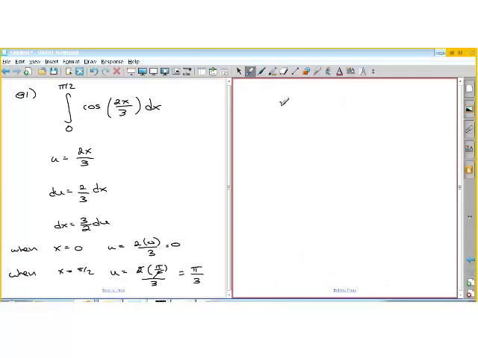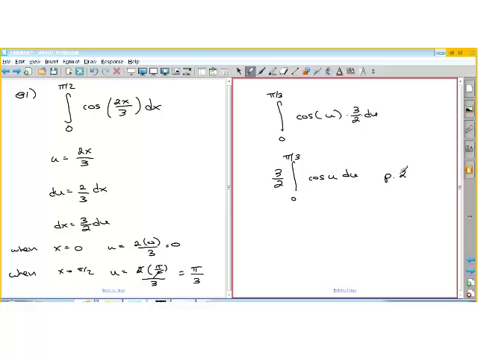So I can rewrite the original integral, including the limits, as the integral from 0 to pi over 3 of the cosine of u times, what is dx? dx is 3/2 du. Okay, so we have the cosine of u times 3/2 times du. So we factor out the 3/2. So we have the integral of the cosine of u du.